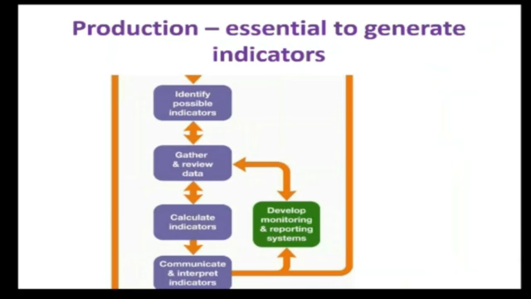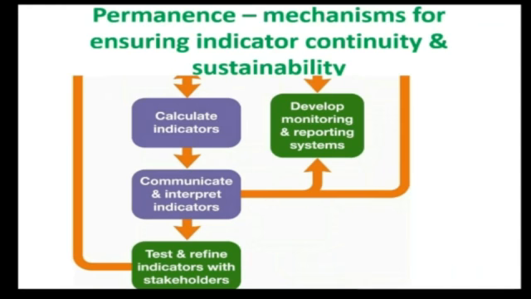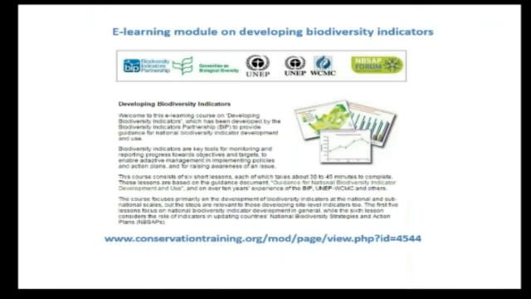And then a phase of production to actually generate the indicators. So consider what data is, identify your possible indicators, gather and review the data that's available. And that's often a backwards and forwards process to work out what's feasible to then actually calculate and communicate your indicators. And then also indicators need to have a permanence, that they're produced consistently over time. So you need mechanisms for ensuring that continuity and sustainability. So you need your monitoring and reporting systems, and ideally test and refine your indicators with stakeholders. And there is an e-learning module which also explains those resources.